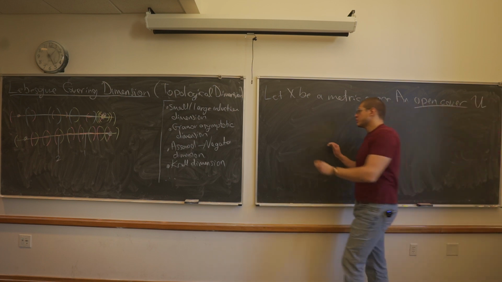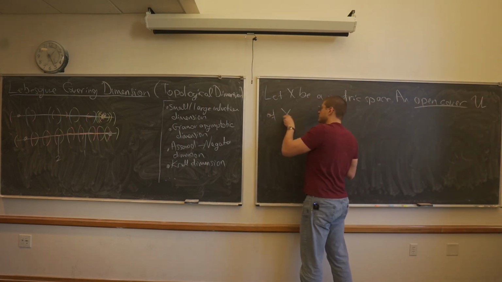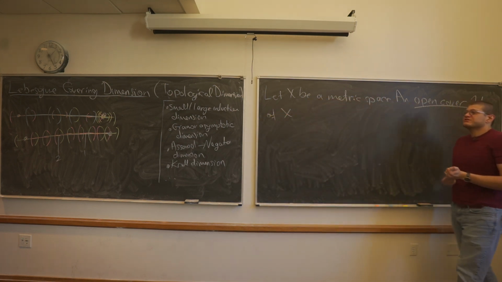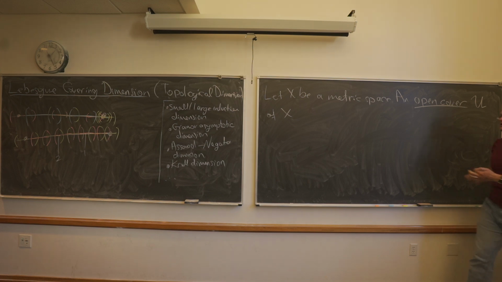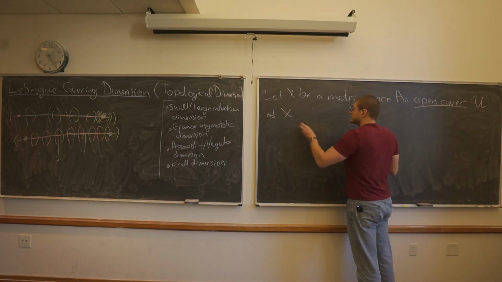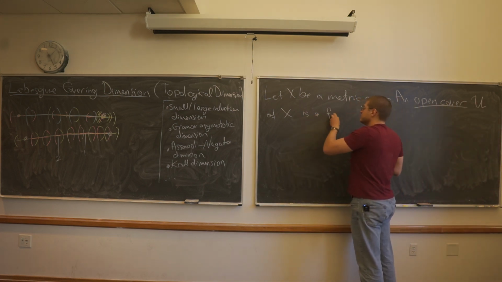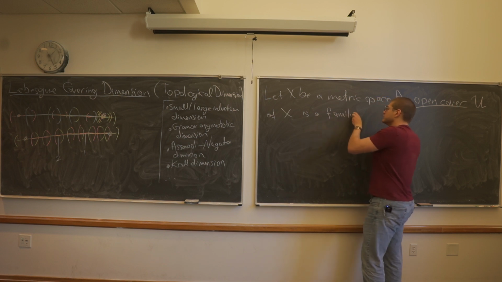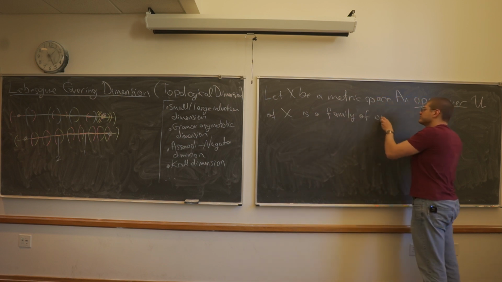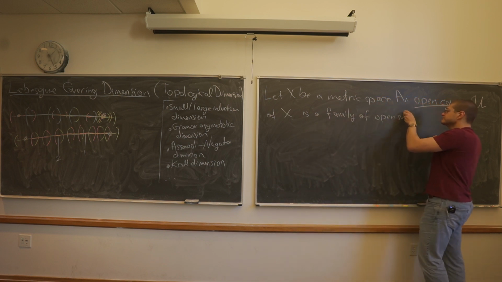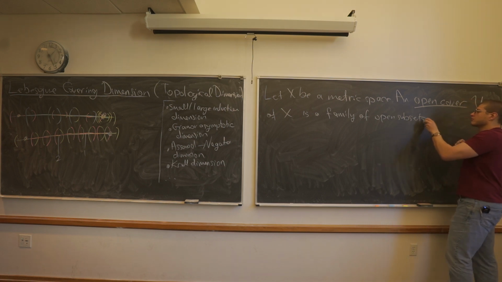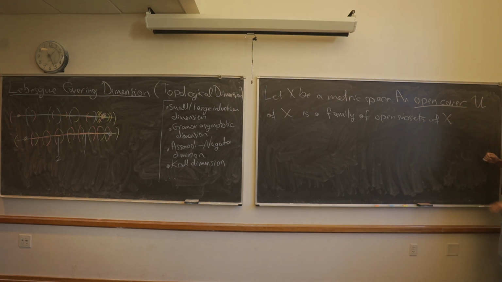Curly U of X is an arbitrary family. I'm not saying finitely many, maybe infinitely many, and so on. Curly U of X is a family of open subsets of X such that if I were to take the union of all of these open subsets, I have X.